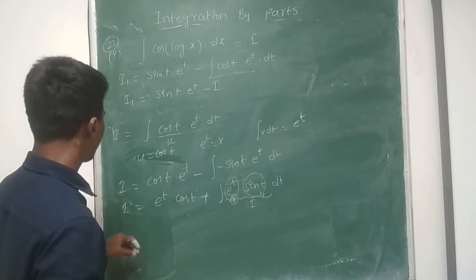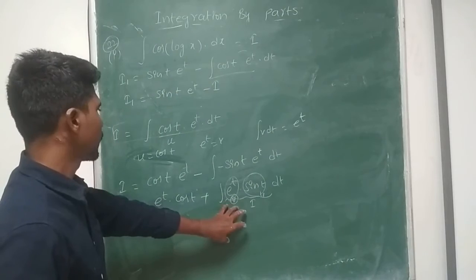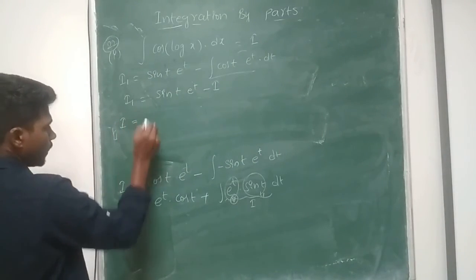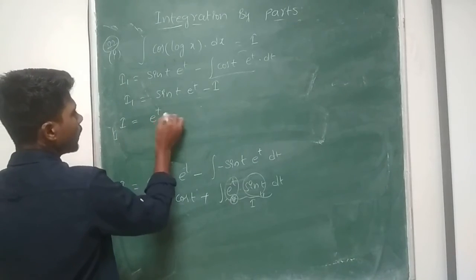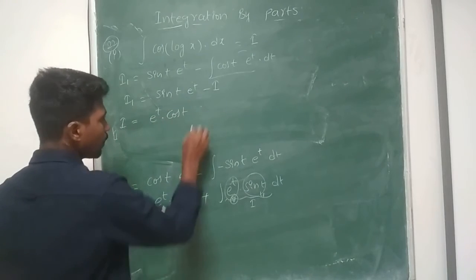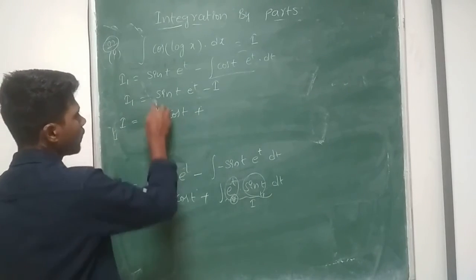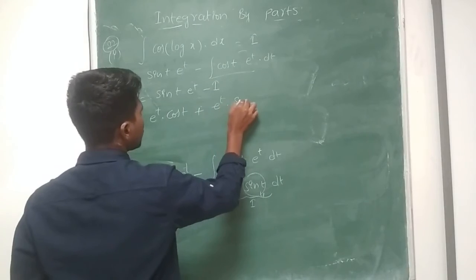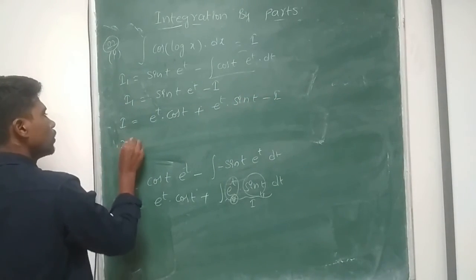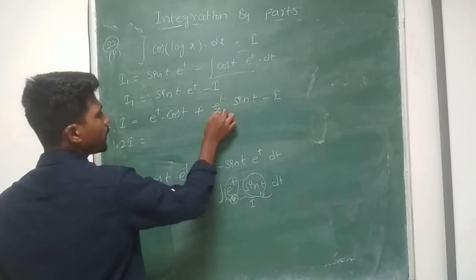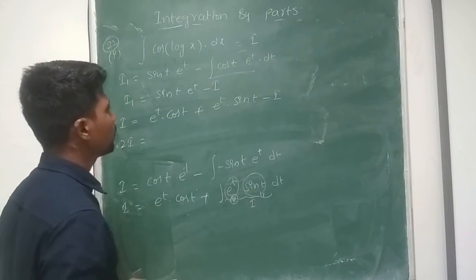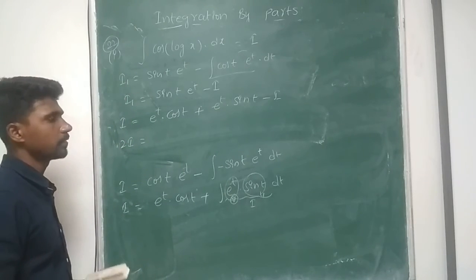So now replace this I1 in this particular thing. We'll get I is equal to e power t into cos t plus e power t into sin t minus I. Transferring minus I to the left side, we get 2I is equal to e power t into cos t plus e power t into sin t. Now we can replace everything in terms of x, meaning t in terms of x.